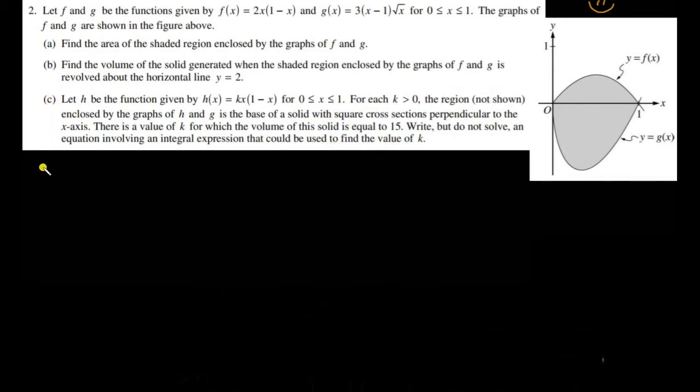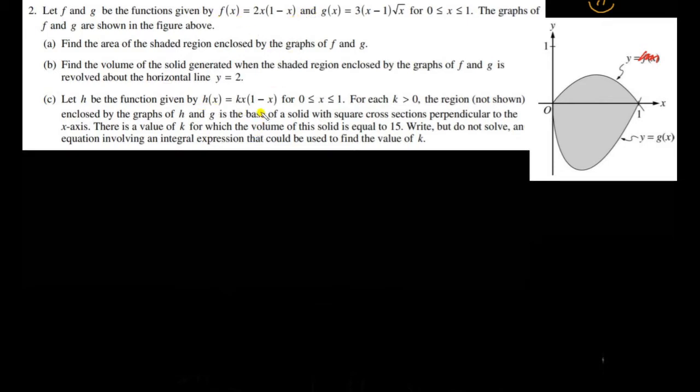Wow, that's a big chunk of text. Let's look at this a bit more carefully, shall we? So h is this function given by h of x is kx times 1 minus x, okay? And then for each k greater than 0, there's a region enclosed by the graphs of h and g. So now we're just ignoring f of x, and there's this other function h that's kind of taking its place. Notice the similarities between h of x and f of x, okay?